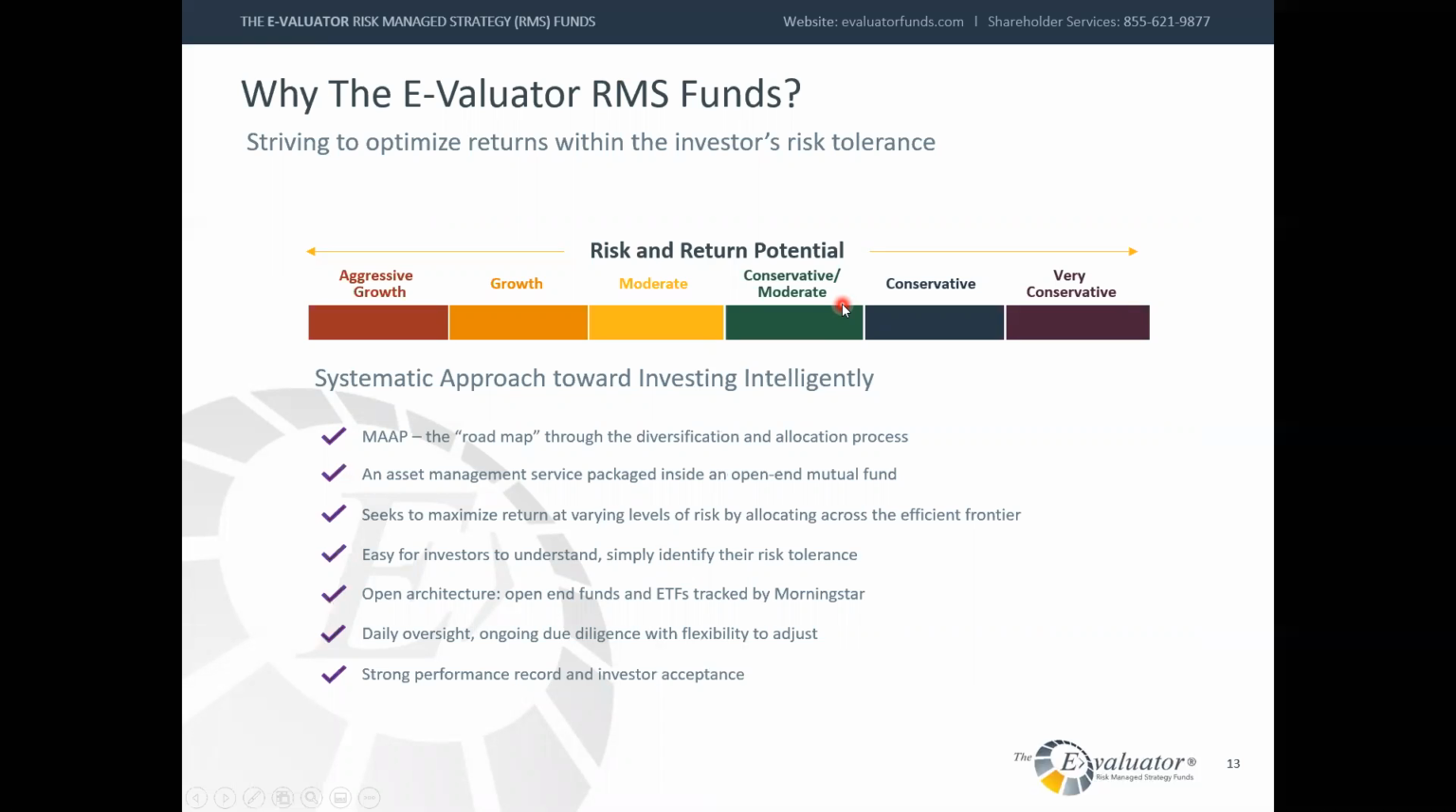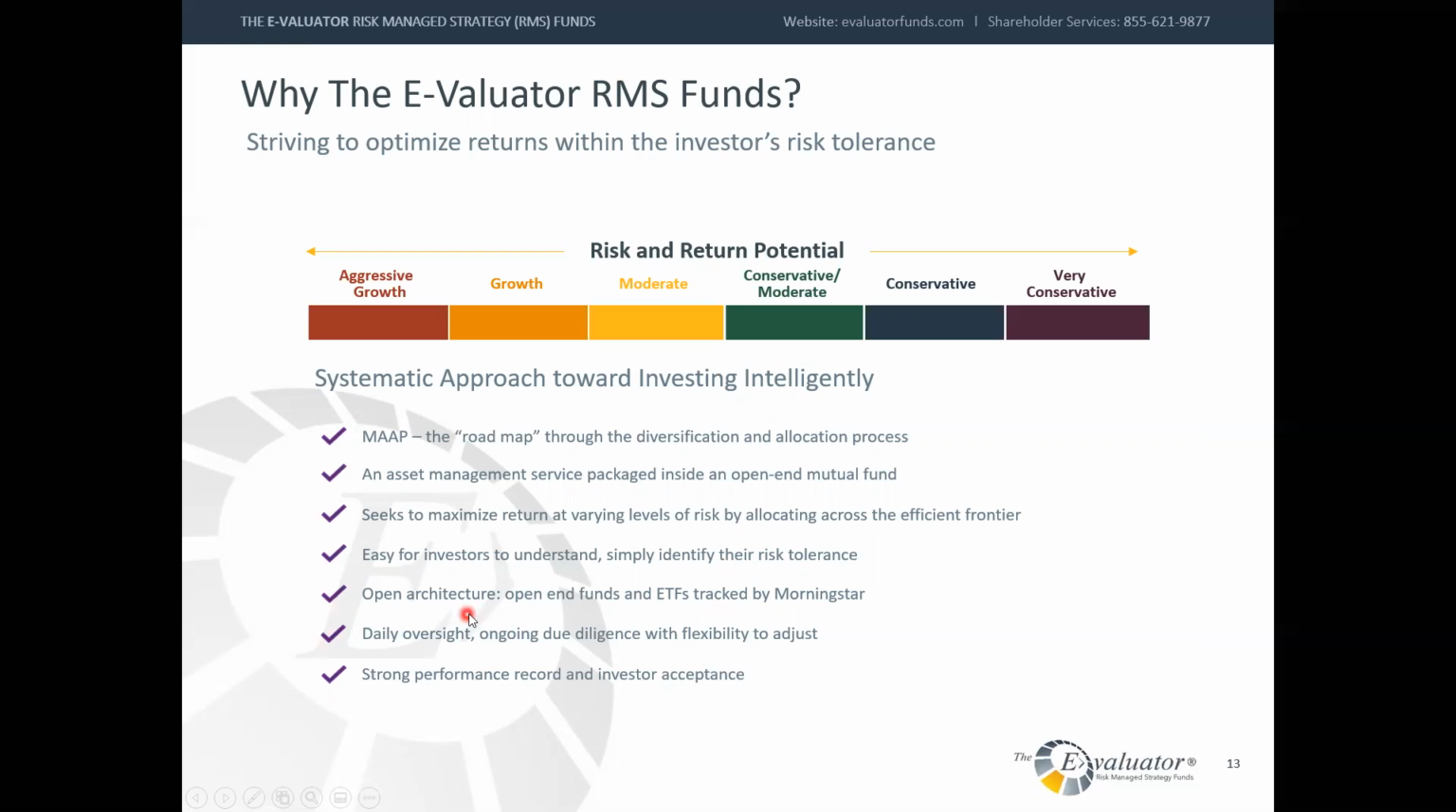In summary, the evaluated risk managed strategy funds offer 6 risk managed portfolios. They're driven by a MAP approach, which provides a pragmatic, rules-based approach to asset management. The asset management is packaged inside an open-end mutual fund. We seek to maximize return at the varying levels of risk across the efficient frontier. It's easy for investors to understand. They just simply identify their risk tolerance and they can go ahead and allocate their money into it.